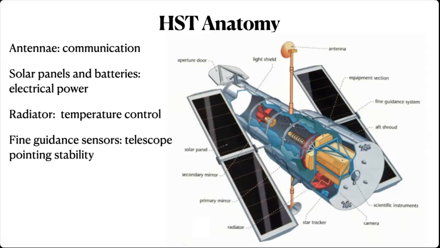It has three what are called fine guidance sensors. Now, you can see two in this picture, and then there's one along the other side here. They're responsible for the pointing stability of the telescope.